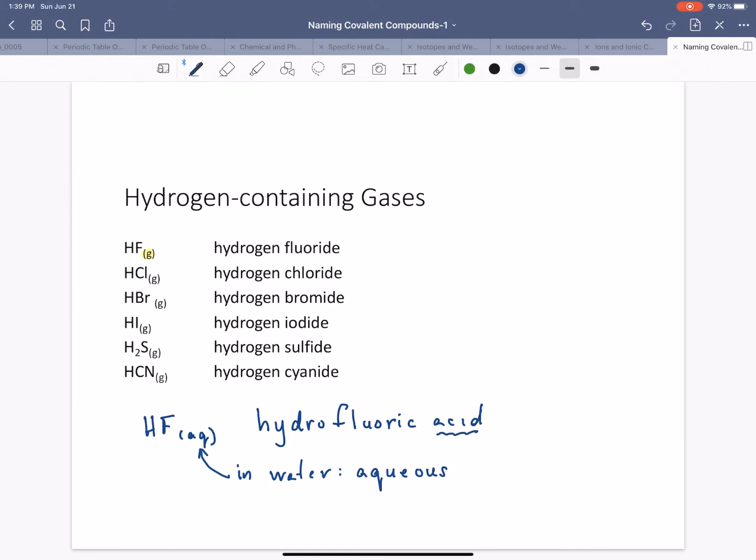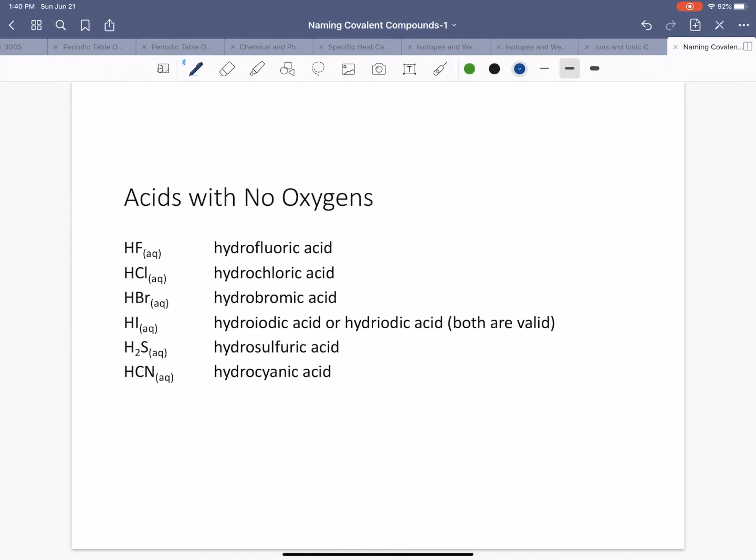So, these hydrogen-containing gases, if they are pure, have a name that is just hydrogen something-ide. Hydrogen fluoride, hydrogen chloride, hydrogen bromide, hydrogen iodide, hydrogen sulfide. We don't mention that there's two hydrogens. And hydrogen cyanide. But if they're bubbled through water, then they have a name as an acid.